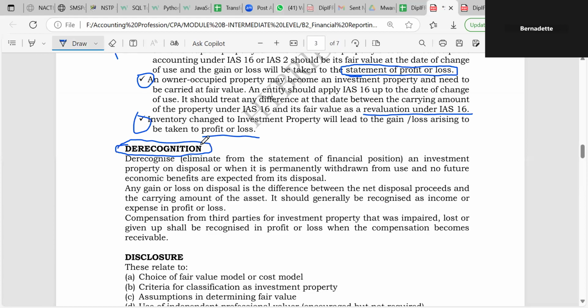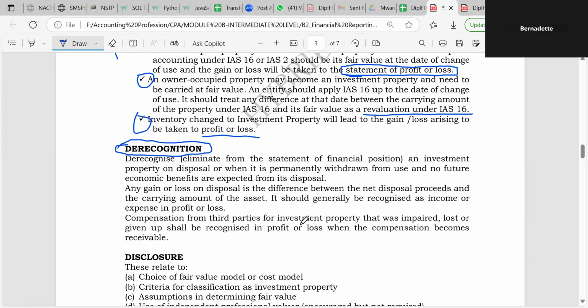Exactly. So let's go back. As for the recognition, it's just easy. Whenever you dispose of something, you have to recognize it and get the gain also on disposal. And as I told you, the money you obtain from disposing of it, do not consider it as revenue, right? So any gain or loss on disposal is the difference between the net disposal proceeds and the carrying amount, just like that.